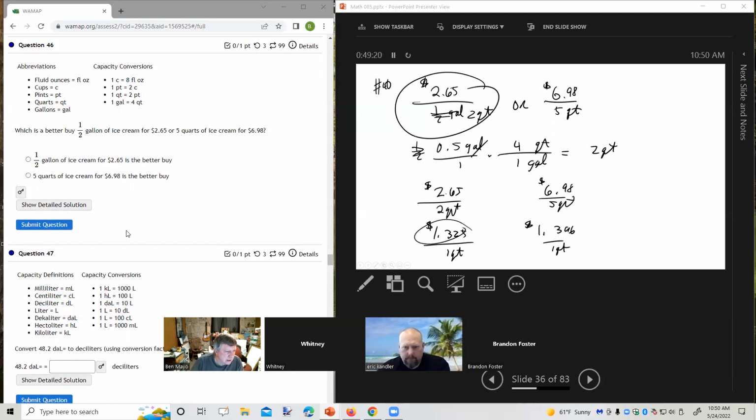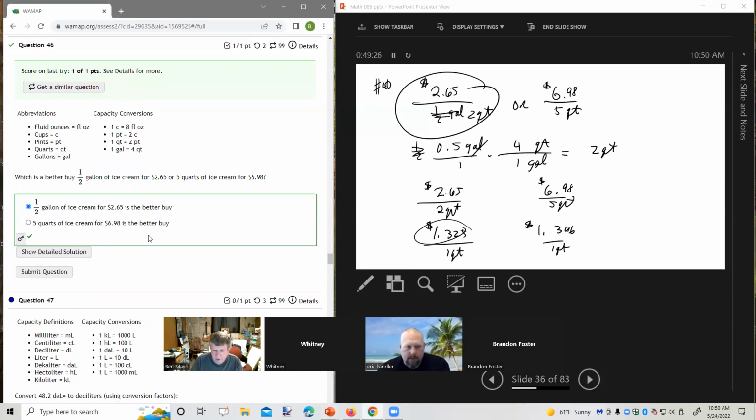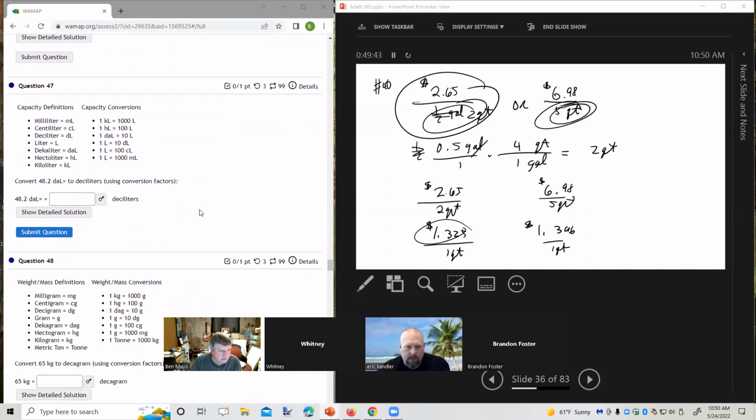So let's see. Oh, I guess we just click on the one right there. And there you go. But I had to get the same rates, so I had to have the same units in the denominator to make a fair comparison. And if I changed this to gallons instead, it still would have come out the same results. Okay. All right, 47.